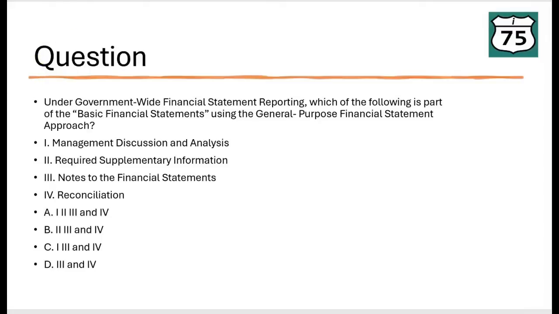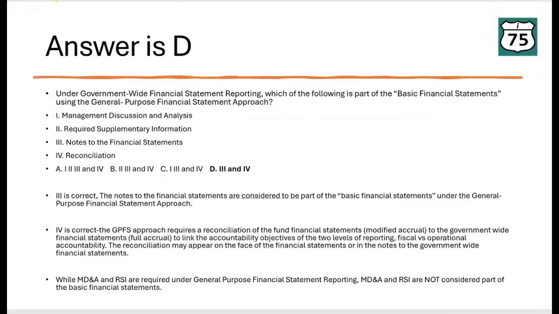So we're looking for what's part of the basic financial statements if we're using the general purpose financial statement approach to government-wide reporting? How about MD&A and RSI? No, they're not part of the quote basic financial statements, and you would have to know that. What about the notes to the financial statements? Yes. Reconciliation? Yes. You need to know what's included in the quote basic financial statements using the general purpose financial statement approach, and it would be the notes to the financial statements, the reconciliation, the financial statements themselves, but not MD&A and RSI. So the answer is D, 3 and 4.